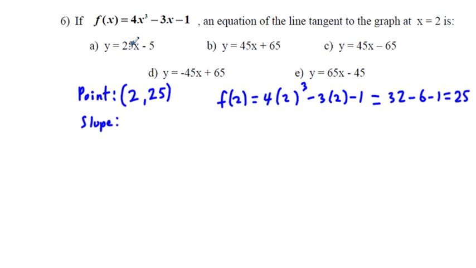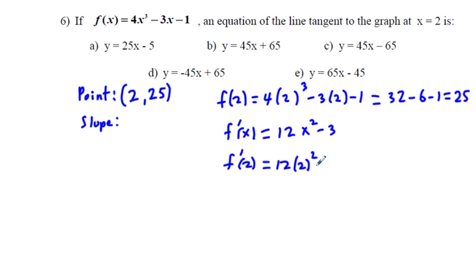Now we find the slope. Let's go ahead and find the first derivative of function f. f prime of x is equal to, we have 3 times 4, which is 12, x squared minus 3. And now we just need to plug in the f prime of 2, right? So we have 12 times 2 squared minus 3, and 2 squared is 4, 4 times 12 is 48, 48 minus 3 is 45. And so m tangent equals 45.